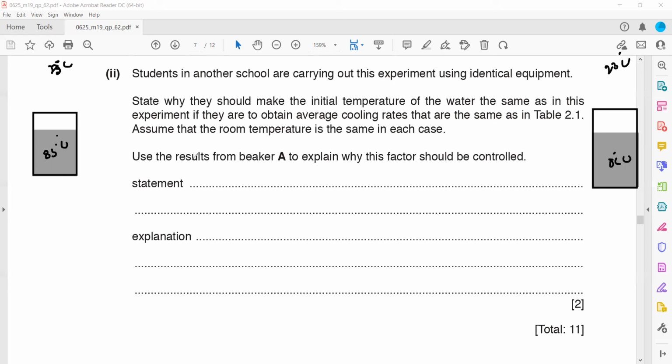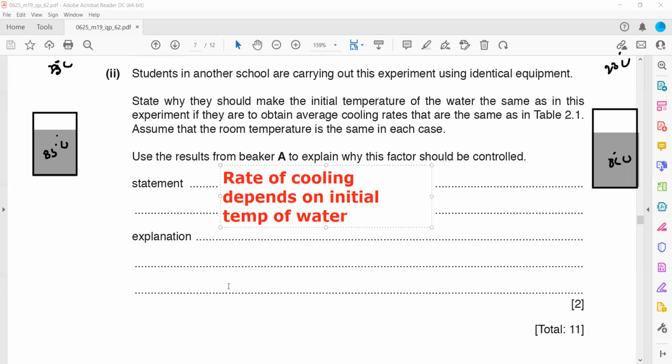Why? Use the results from beaker A to explain why this factor should be controlled. Because the rate of cooling depends on the initial temperature. Higher initial temperature, faster rate of cooling. So the statement is that the rate of cooling depends on the initial temperature of the water.